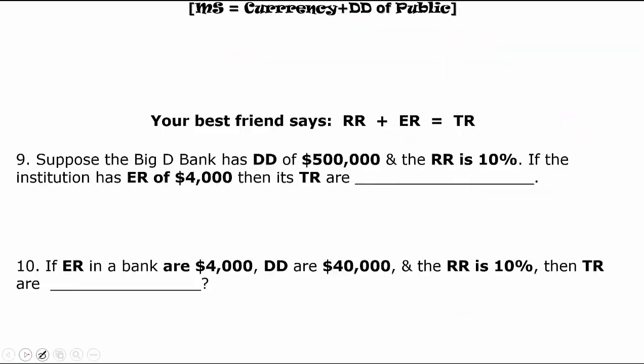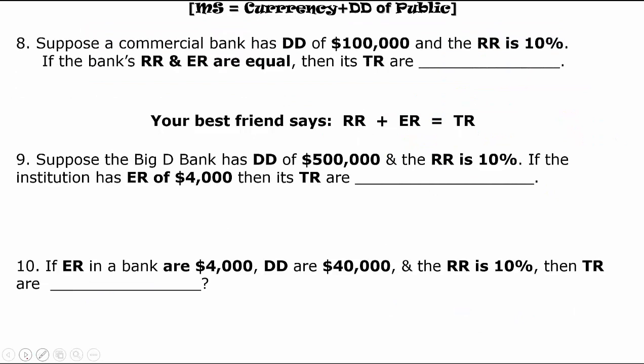All right, let's look at these next ones. Number 8. Suppose a commercial bank has demand deposits of $100,000 and the reserve requirement is 10%. If the bank's required reserves and its excess reserves are equal, then what are its total reserves? We know the required reserves have to be 10,000 because it's 10% of the deposits. If these two are equal, then excess reserves also has to be 10,000. So what must the total reserves be? 20,000. You just add it up.